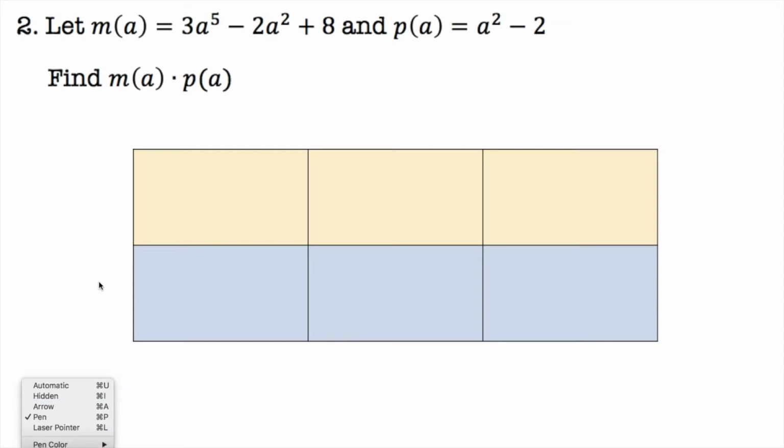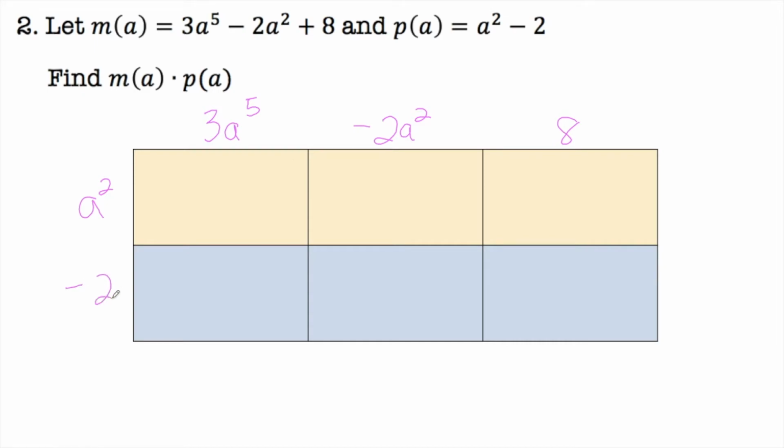Okay, anyway. So let m of a equal 3a to the fifth minus 2a squared plus 8, and p of a equals a squared minus 2. Find m of a times p of a. So I'm going to write 3a to the fifth here. And then this is minus 2a squared, so I'm going to put negative 2a squared plus a positive 8. Then on this side I do a squared, and this is a negative 2, so I'm going to put negative 2 on this side.